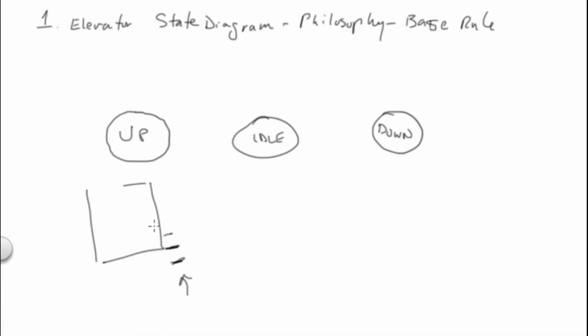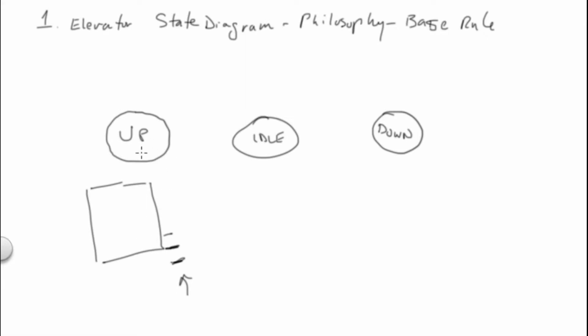You stop at this point, then you do the opening of the door, which is part of the state. Another state, you open the door, you let the person out, and then you close the door, and then you proceed to the next one, as long as you're in the up mode.